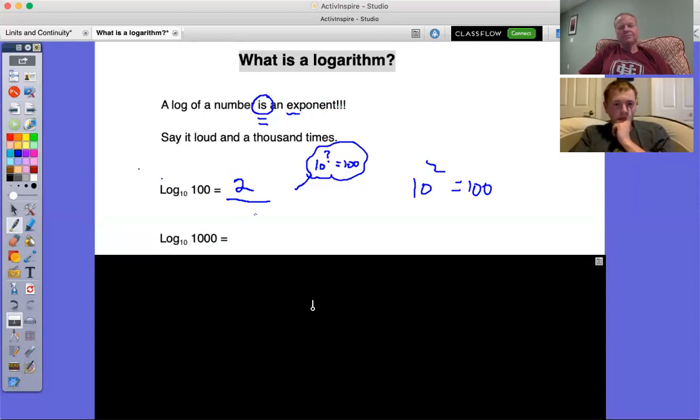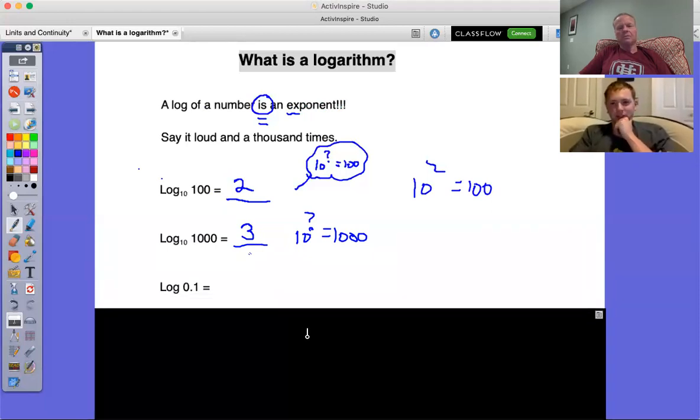Example number 2, log base 10 of 1,000. Now that we got 1 under our belt, what's the exponent? Well, 10 to the power of blank gives me 1,000. And this is another multiple of 10. You just add one more to the exponent, 10 to the power of 3. I read your mind.